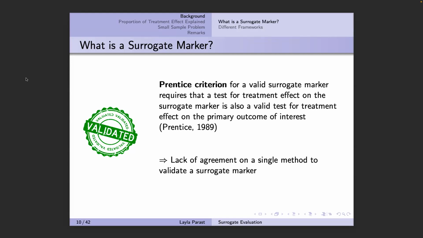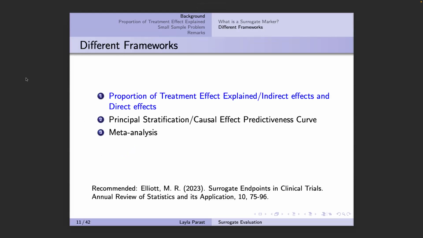While basically every single paper on surrogate markers since 1989 references Ross's paper, there has been a lot of criticism of this paper, and there is really a lack of agreement on a single method to validate a surrogate marker. There are three frameworks generally for evaluating a surrogate marker. I really like this recent paper by Michael Elliott that came out last year that is a review of these frameworks. He does split up the proportion of treatment effect explained framework and the indirect effects and direct effects framework. I am combining them here, which not everyone would agree with, but I'm still doing it. This is what I have worked on the most and what I'll focus on and explain more in the talk. It is also used the most in practice, very widely.